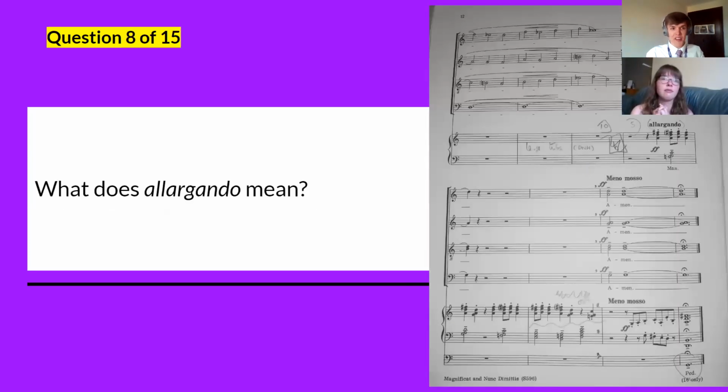Question number 8. So we've finally got to the last page. What does allargando mean? So allargando, you might not be able to see it actually. It might be covered up by our faces. But rest assured, at the very top right-hand side of the page, allargando is written above the music. It's another tempo marking, so what does it mean? And you might be able to, if you're not 100% sure, use the context here to work it out. Think about what markings we normally have at the ends of pieces. What common tempo transformations we have.